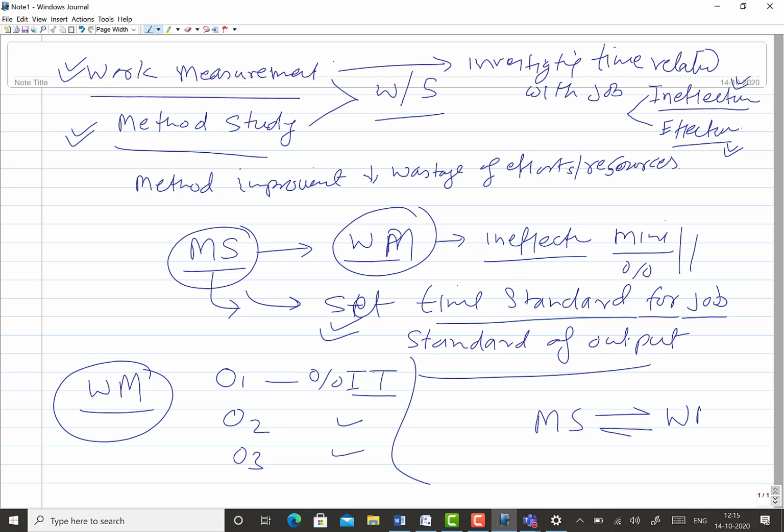Both can be done first or second, depending upon the situation. If the method is perfect, after that work measurement will be done, and if method study has not been done, then first work measurement will be done. That's why we say that these two techniques complement each other.